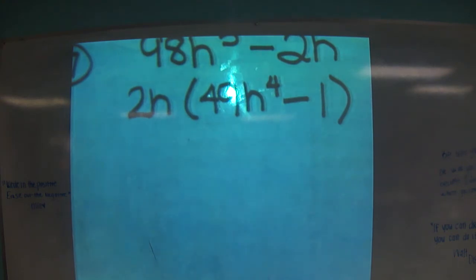This is called a special polynomial. Why do you think it's special? Is 49 a perfect square? It's a double, right? So 7 times 7. So it's a perfect square. Is h to the 4th a perfect square? Yeah, it's a double. H squared times h squared is h to the 4th. Is 1 a perfect square? 1 times 1. It's a perfect square. What we have here is a perfect square and a perfect square separated by subtraction. And whenever you have that, you have a very special situation.